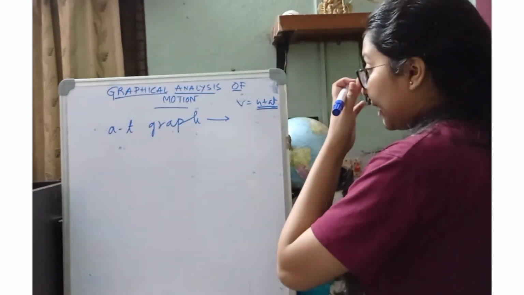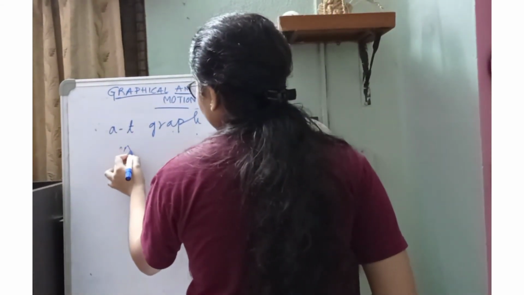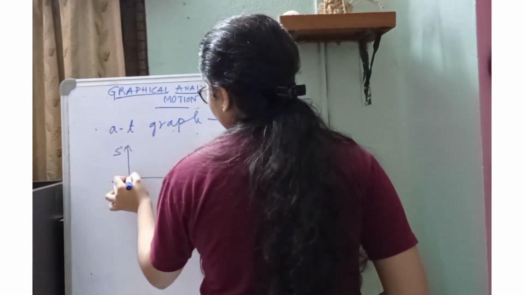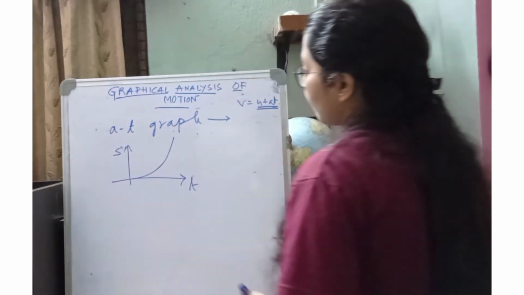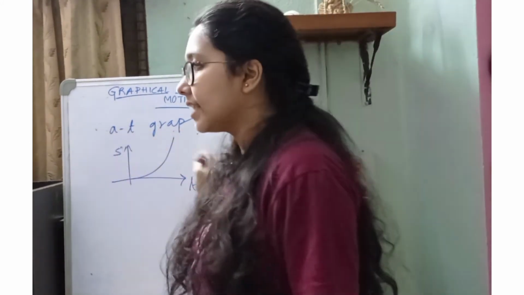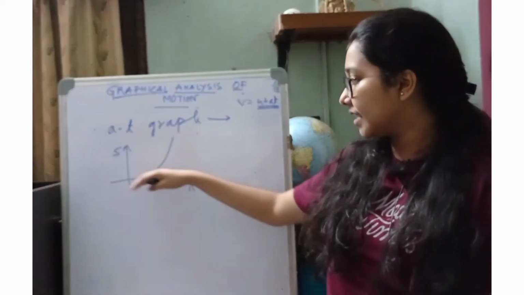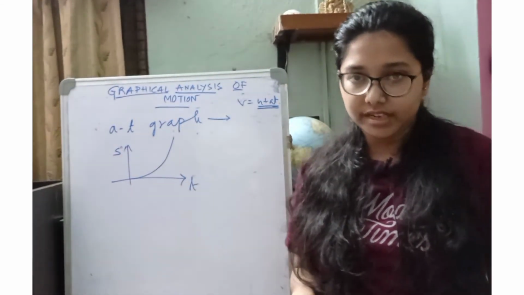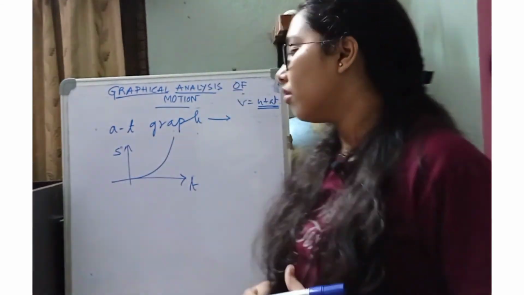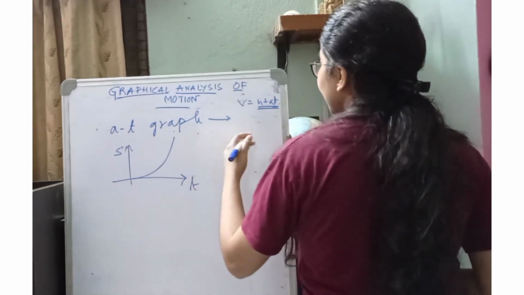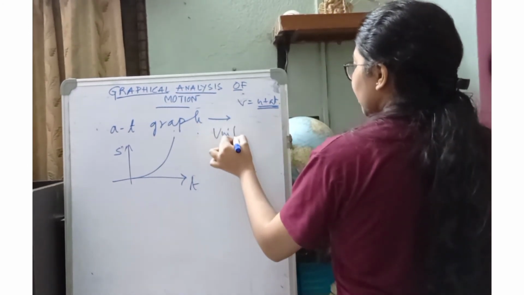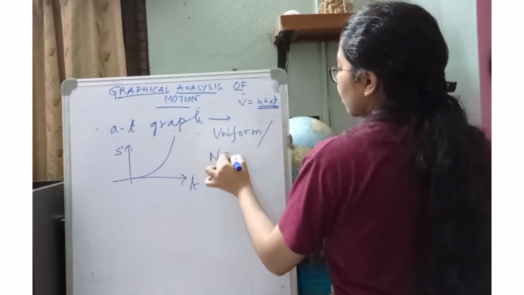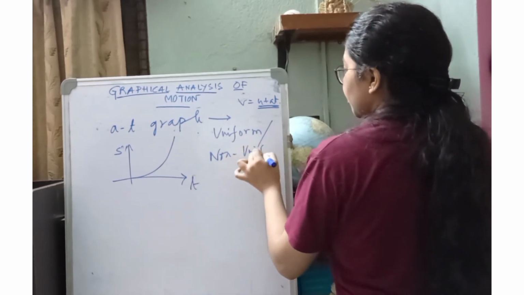So I will be ending this session with one particular question. The question is this. This is a distance-time graph and it has been given that the distance is increasing in a parabolic fashion, like a parabola. So is it in uniform motion or non-uniform motion?